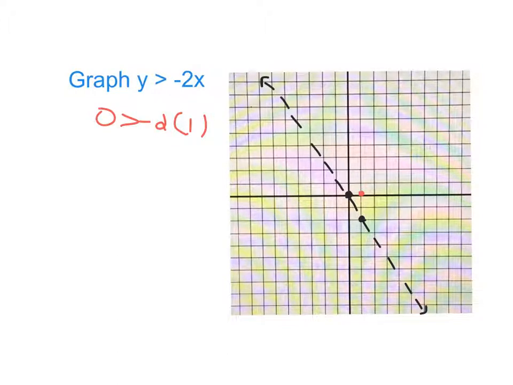I'm just plugging that point in. And when I do that, I get this: 0 is greater than negative 2. So I'm asking myself, is that true? Is 0 bigger than negative 2? And the answer is, yes, it is.